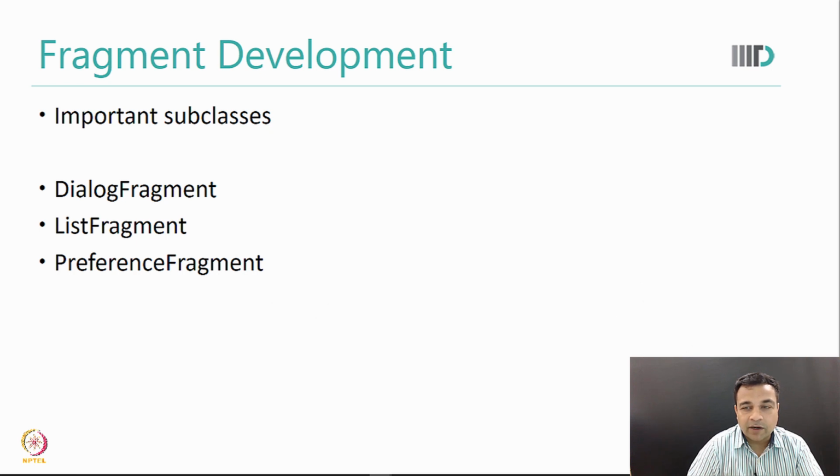When you are doing fragment development, you can extend Fragment from three important subclasses. These subclasses are DialogFragment, ListFragment, and PreferenceFragment. Later on, we will learn a lot more about dialogs and the other ways to handle dialogs. But DialogFragment gives us a fragment which can act as a dialog. We will see later in the program how to do that. Similarly, ListFragment shows us a list of items, and the PreferenceFragment shows us a list of items in a priority order.